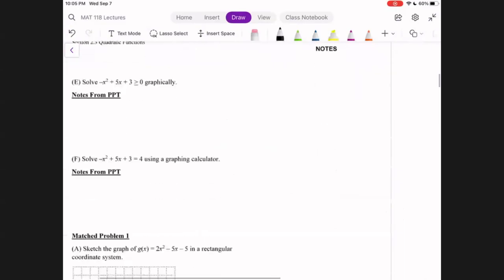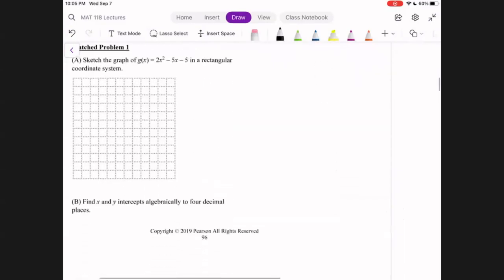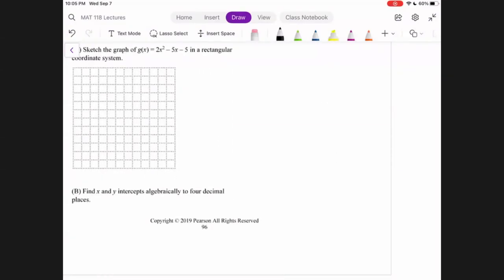So moving on, you could do this match problem here to kind of quantify your understanding, see if you get the same result at the end. So practice.